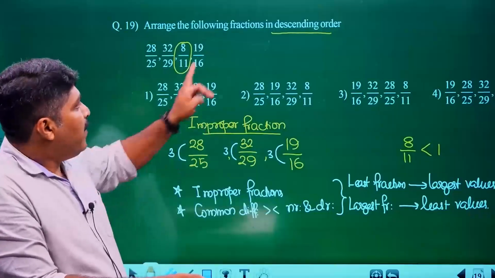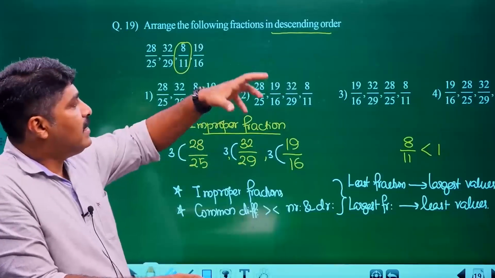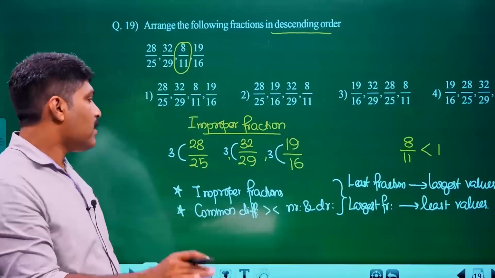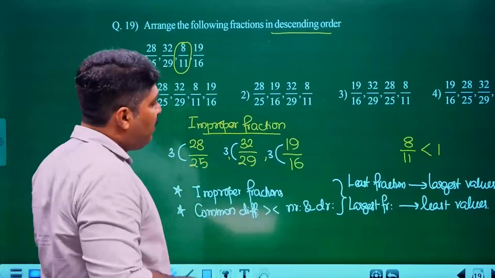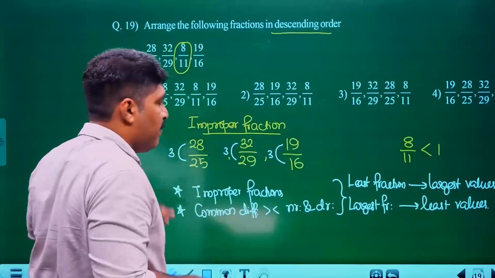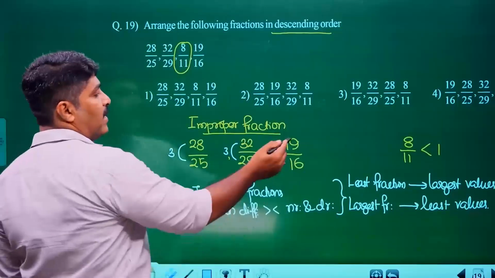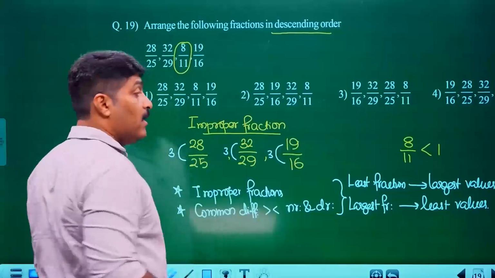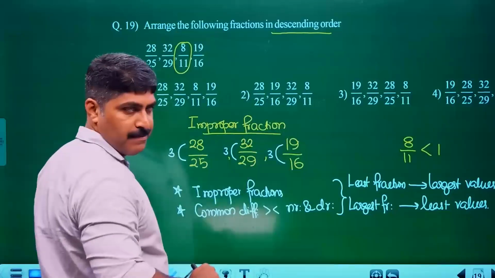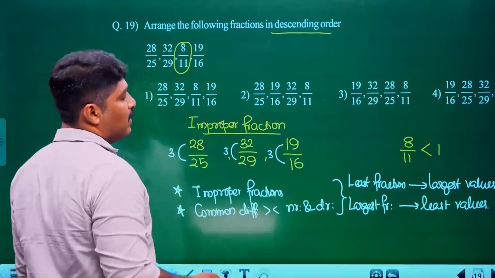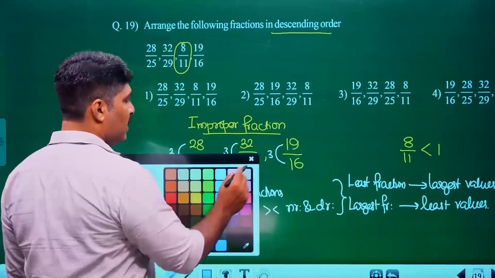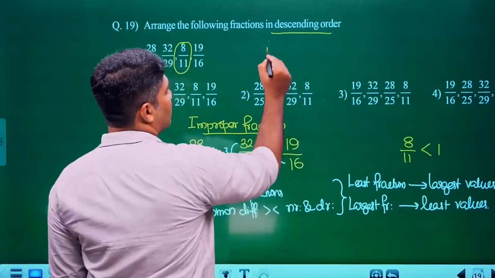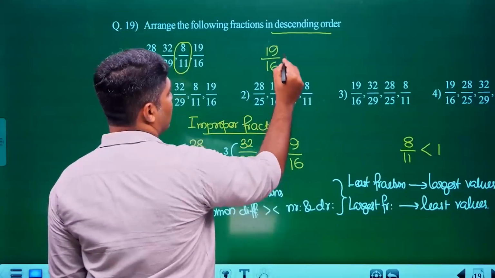So here we have to arrange the fractions in descending order, largest at first. Out of these three fractions, which contains the least numerator and denominator? That is 19 by 16. Therefore, this is the largest among them. So 19 by 16 is the largest one.